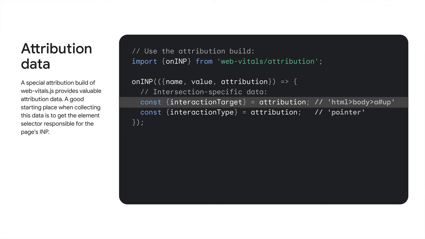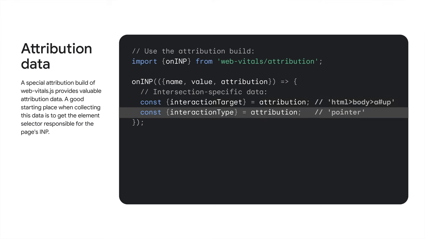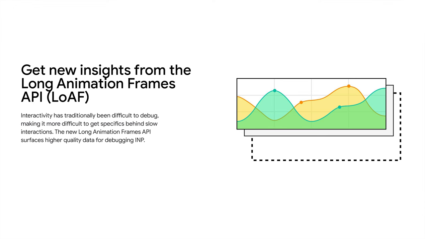One valuable piece of information to start with is the interaction target, which is a selector string that points to the element that the user interacted with that was responsible for the page's INP. By collecting this, you're saving yourself a lot of time by not having to poke around on your page trying to figure out which interaction was the slowest one. You can also get the type of interaction, which will be pointer or keyboard. This is just the beginning of what you can get from the attribution build, though.